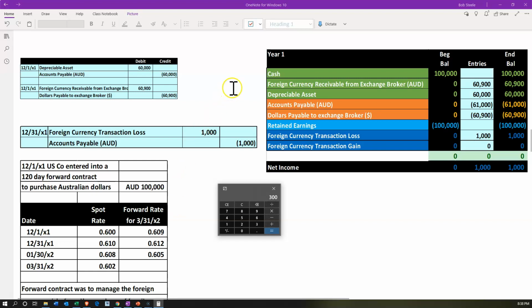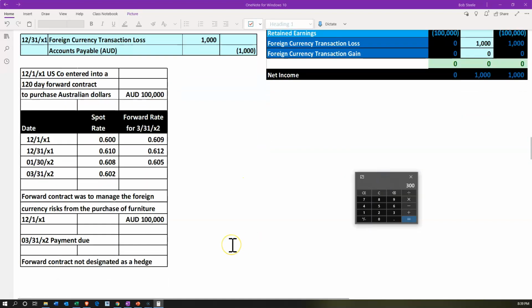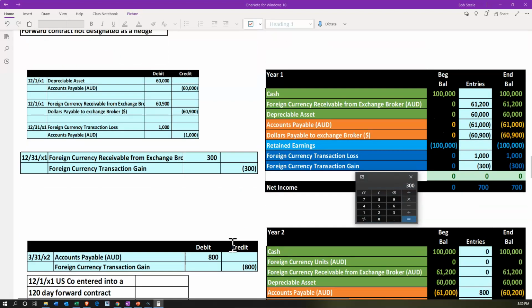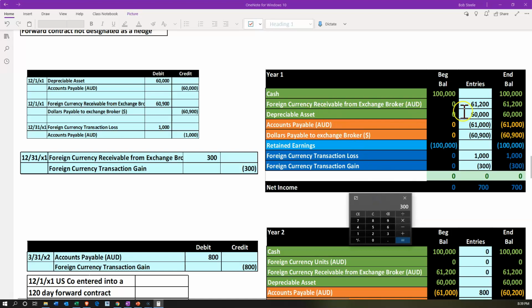But this time we're talking about a receivable, meaning we're going to get paid in Australian dollars in this case. And the Australian dollar is now stronger than it was when we originally made the contract. So in this case, that's a good thing. That's why we have the forward contract, because it should kind of offset to some degree. So we're going to say, all right, now we've got the foreign currency receivable from the exchange broker, which is the $300 increase in the receivable, and the foreign currency transaction gain will be recorded. So once posted, we're at that 61,200, and on the gain side of things, we've now recorded our foreign currency gain.